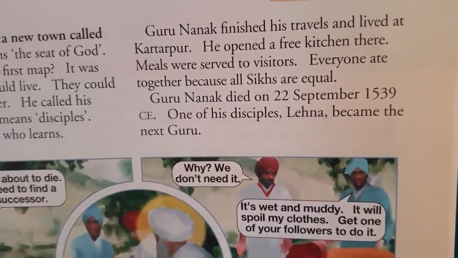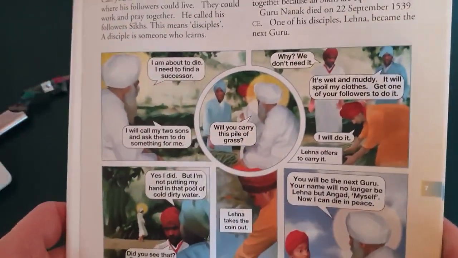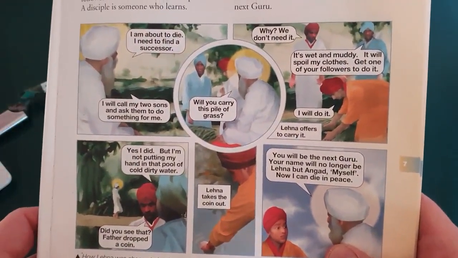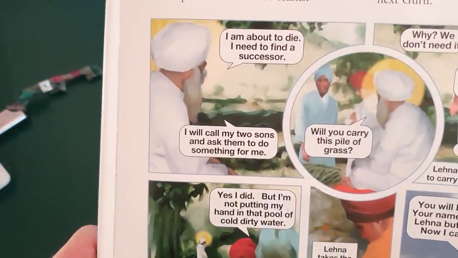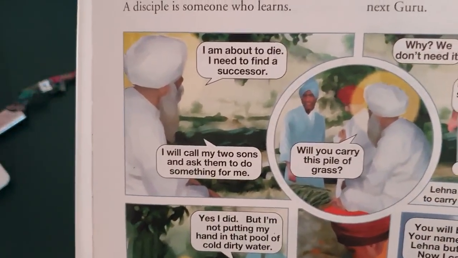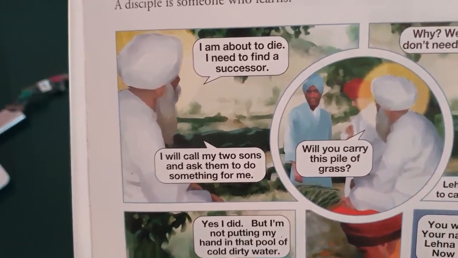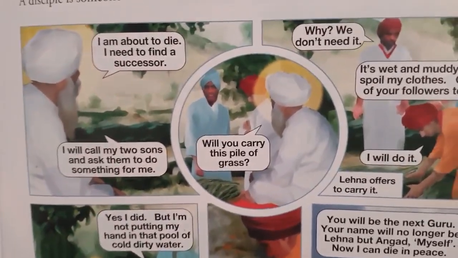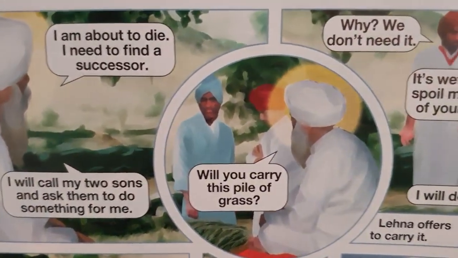One of his disciples, Lena, became the next guru. And this little storyboard here tells you about how Lena was chosen to be the next guru. So Guru Nanak's there saying, I'm about to die. I need to find a successor. Everyone gathered around to learn about his teachings and he wanted the religion to carry on. So he said, I'll call my 2 sons and ask them to do something for me. And so he calls his sons here and says, will you carry this pile of grass?